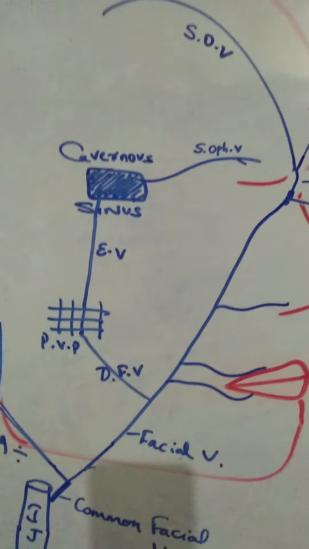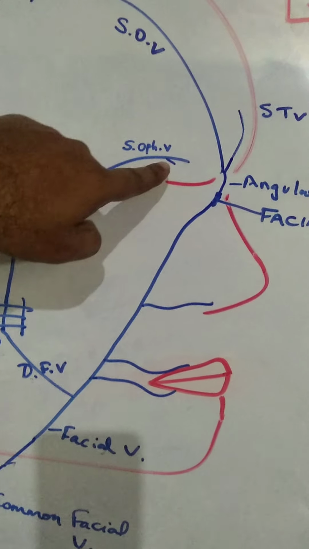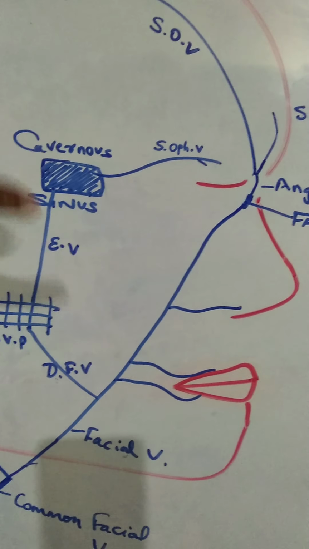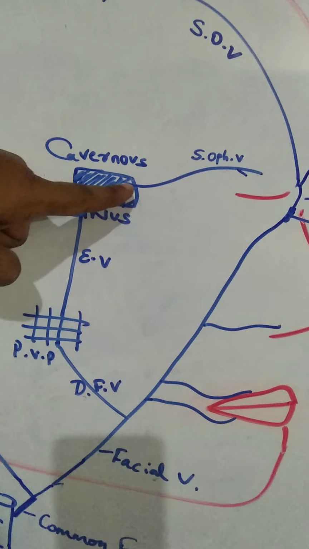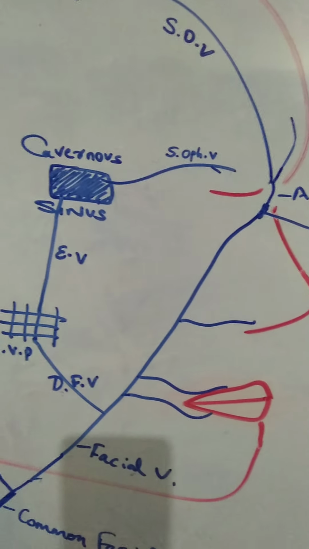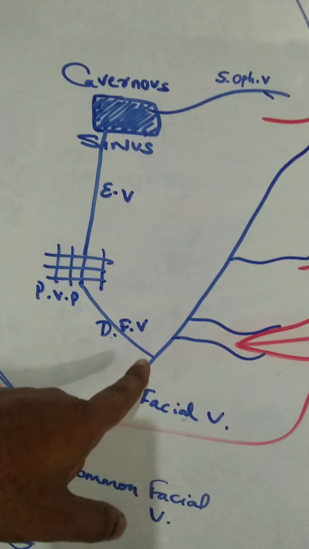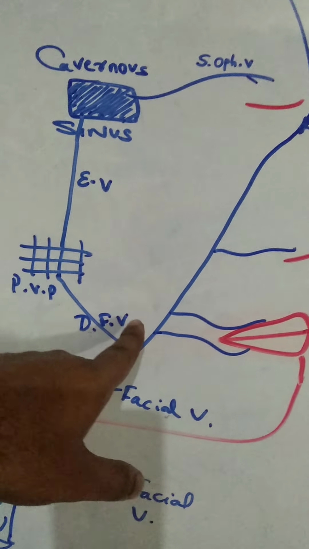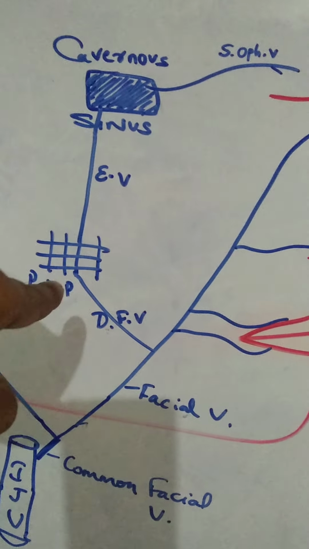Coming to the communications of this facial vein. This facial vein is connected to the cavernous sinus by two routes. What are they? Number one, through the superior ophthalmic vein, it drains into the cavernous sinus. Superior ophthalmic vein is above the eyeball within the orbit. Then, through the vein called deep facial vein, the facial vein is connected; it pierces buccinator.